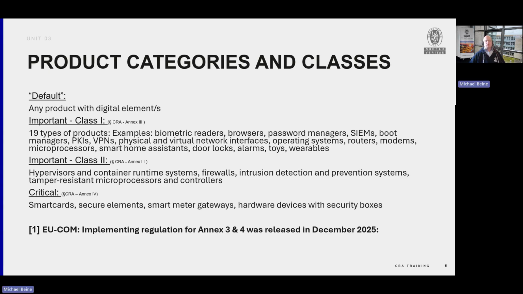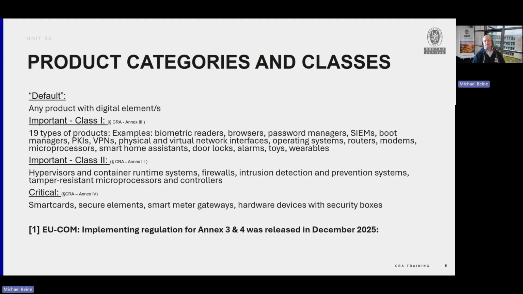The first category is a default category. You will not find the words default category in the Cyber Resilience Act. It just applies to anything which is not in one of the other classes or categories. And the majority of products will be seen as, and yeah, we call it the default category.